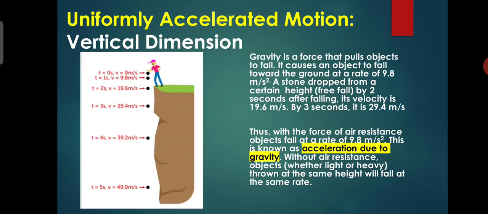This air resistance is a force in the air that opposes the fall of freely falling bodies. Now, in a vacuum, where there is no air, if you drop them at the same time, they will reach the ground at the same time, at the rate of 9.8 meters per second squared. So without air resistance, objects, whether light or heavy, thrown at the same time will fall at the same rate.